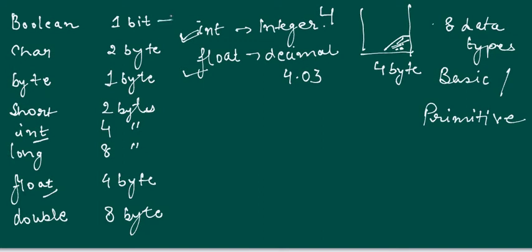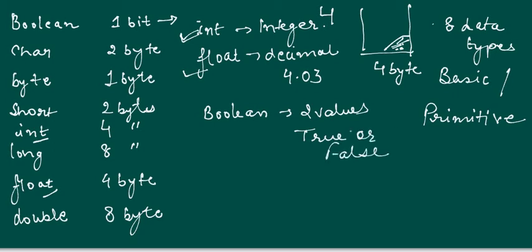First of all, Boolean. Now Boolean is of 1 bit because Boolean has only 2 values, and that is true or false. So it requires only 1 bit, either this or this. The next data type is byte.